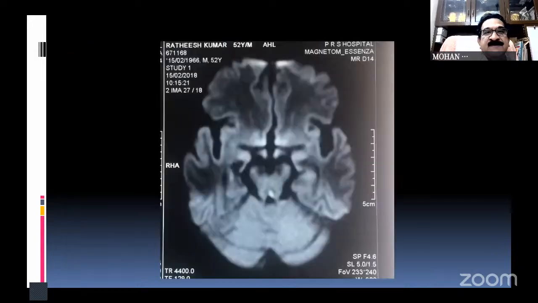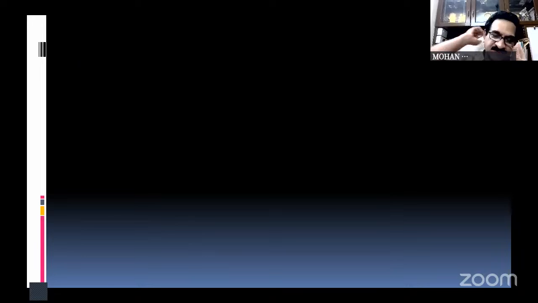So this is the classical nuclear third nerve involvement on the left side. This is the site of lesion. You can clearly make out the third nerve nucleus is affected on the same side, the left side. Okay, shall I go to the next case?